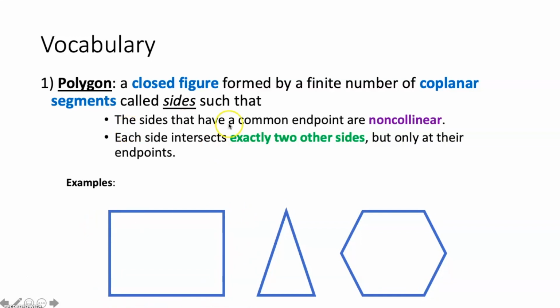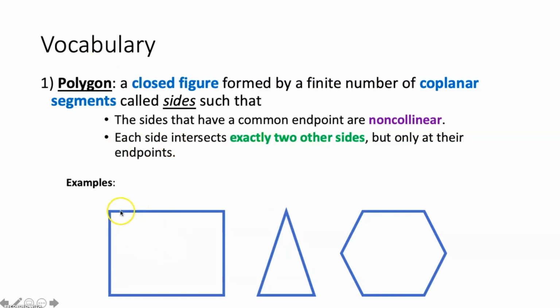These sides have a common endpoint and are non-collinear. So these two sides are not on the same line, they're non-collinear, and they have a common endpoint. Over here, these two sides do not lie on the same line, but they do have a common endpoint. And each side intersects exactly two other sides.